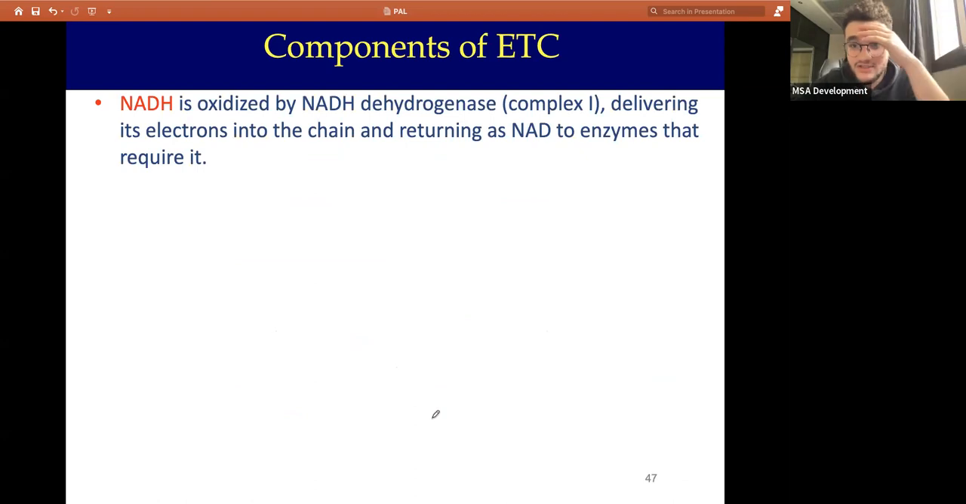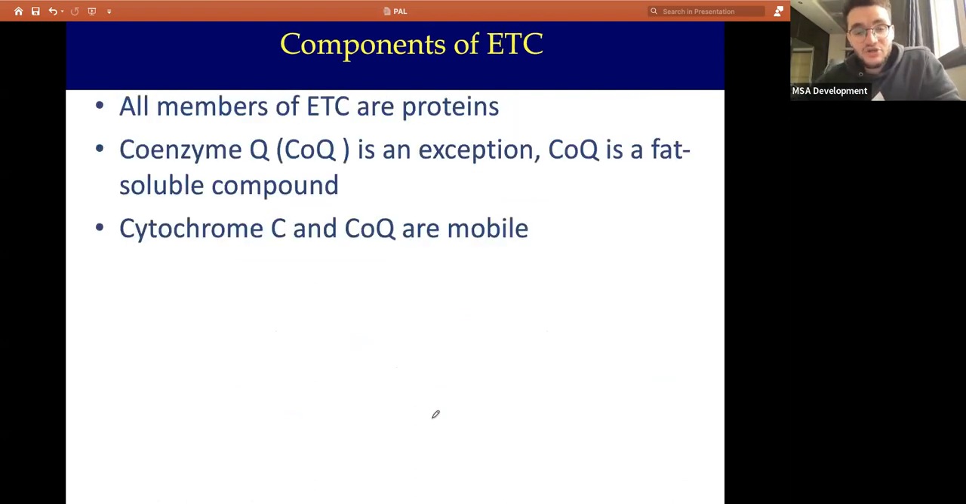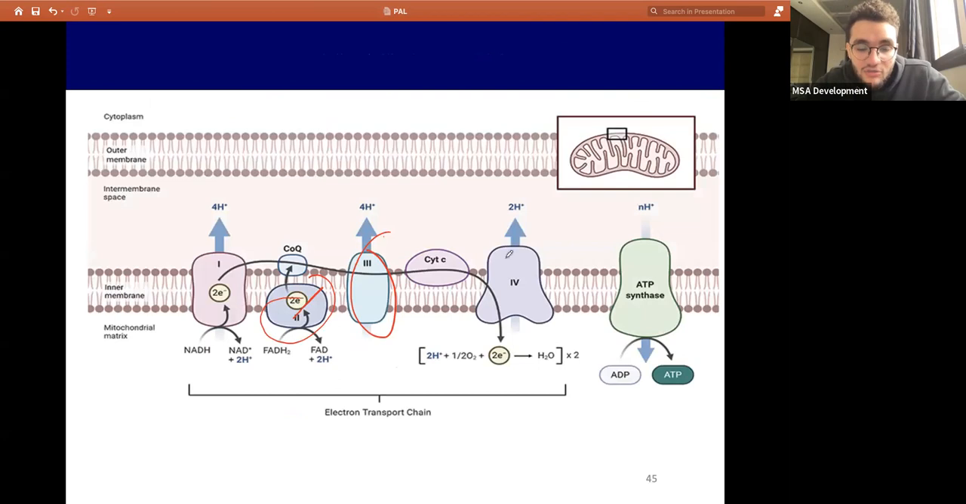We have just the inhibitors and the uncouplers. So do you have any questions regarding the components and how the electrons are passed through, how ATP is synthesized? Do you have any questions?